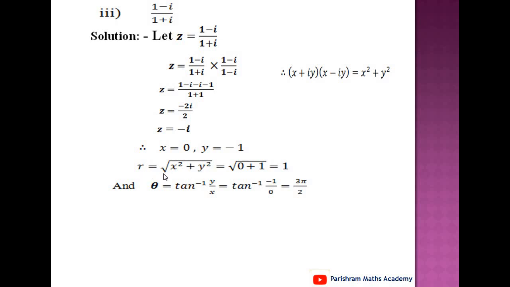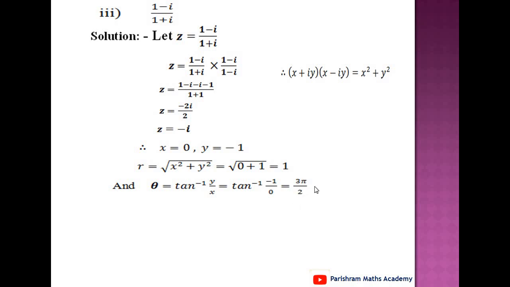And therefore r equal to root of x square plus y square. Value of x square is 0, value of y square is 1, that is root of 1. It means 1, that is r equal to 1. And theta equal to tan inverse of y upon x, equal to tan inverse of, value of y is minus 1 upon value of x is 0, that is minus 1 upon 0, that is minus infinity. And therefore value of theta is nothing but 3 pi by 2.